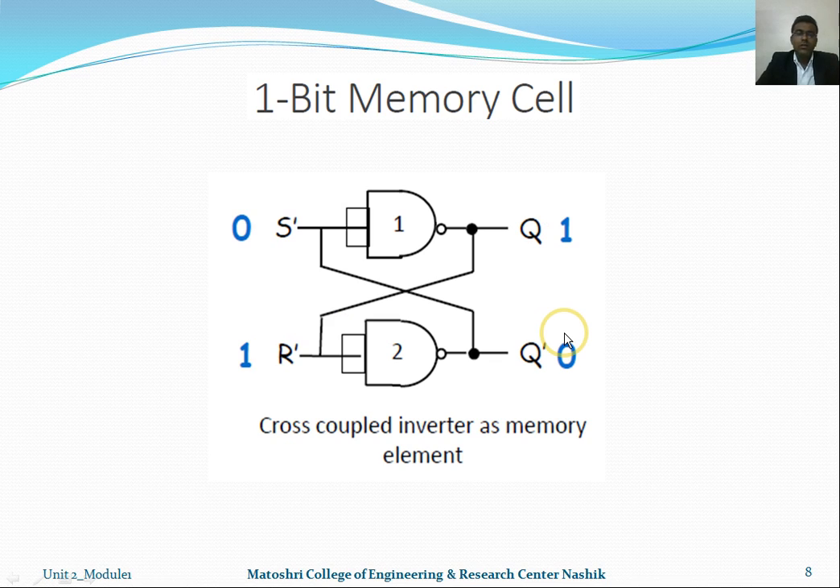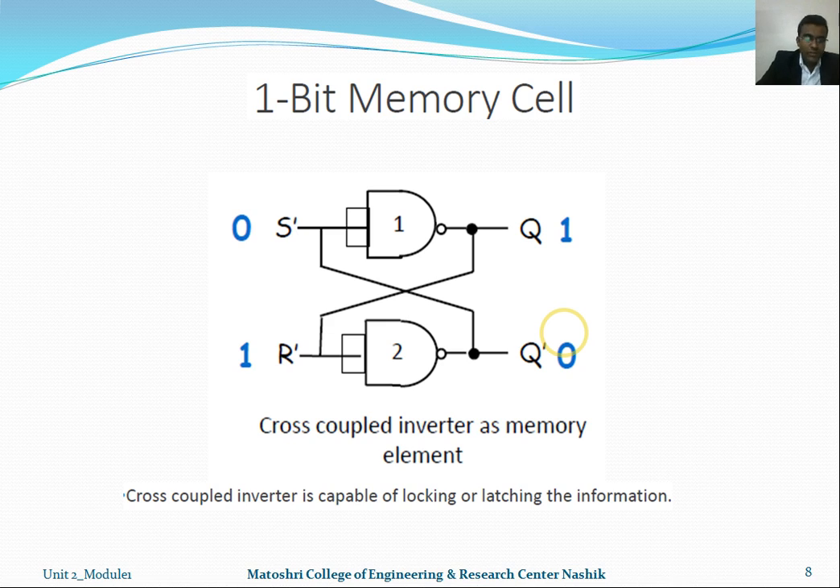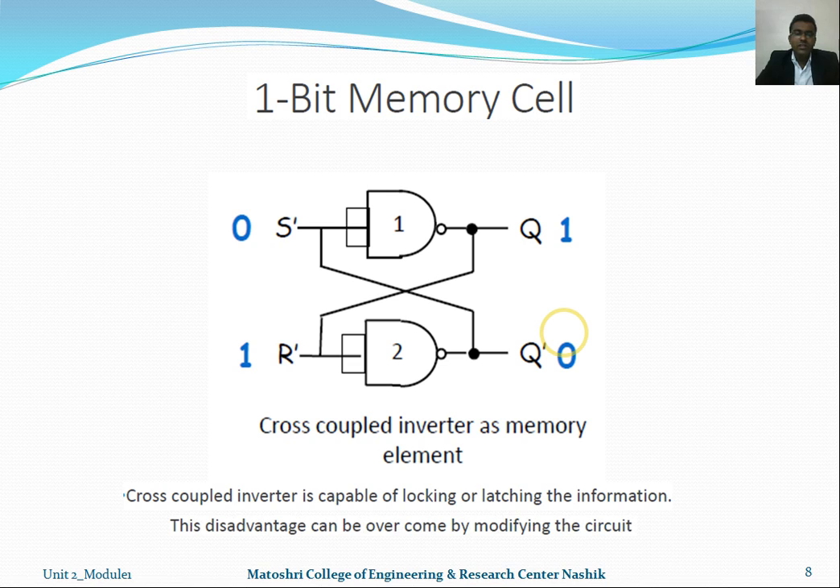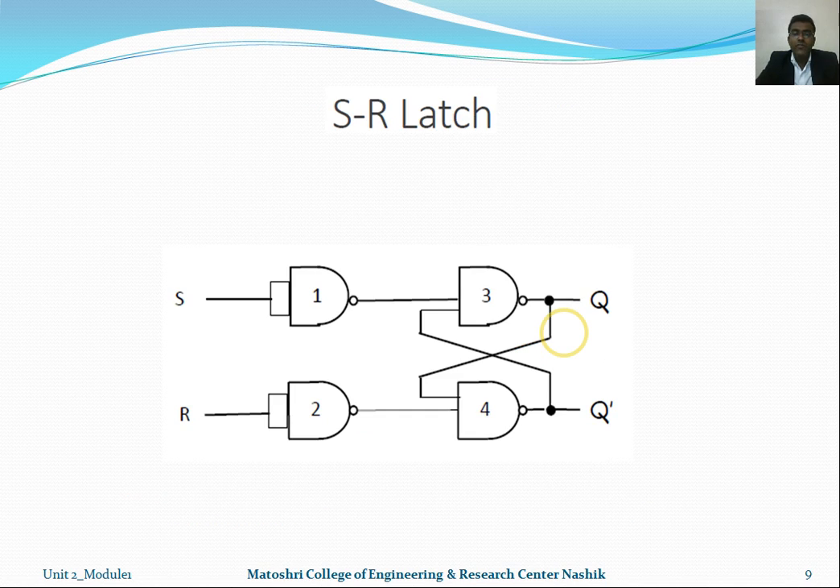This is also called a latch because the cross coupled inverter is capable of locking the information, and locking or storing the information is called latching the information. We call it the one-bit memory latch. One drawback of this latch is that it only stores either 0 or 1, and once it has stored the 1, we are not able to change it to 0 or so on. That is the only disadvantage, and we overcome it by modifying the circuit.